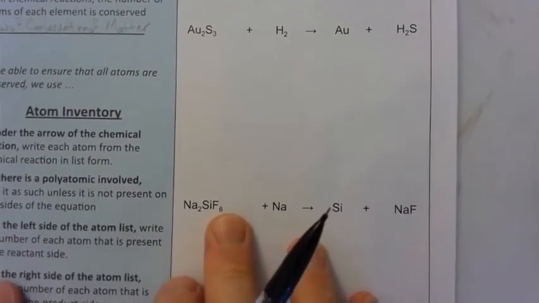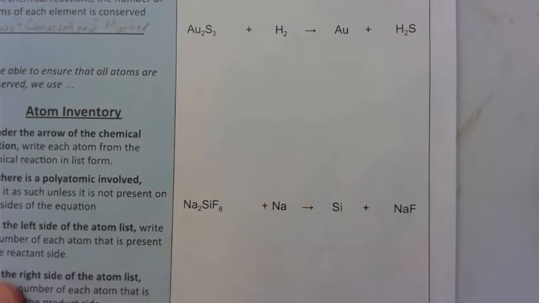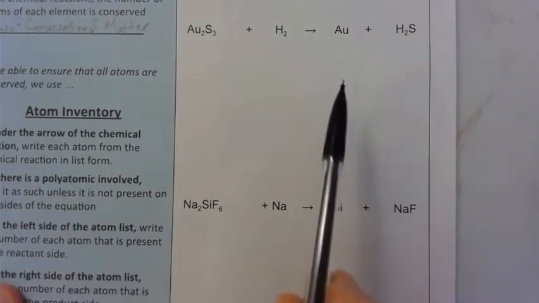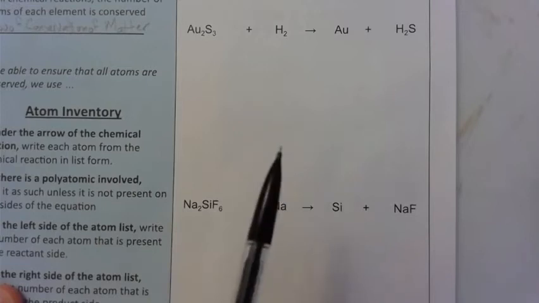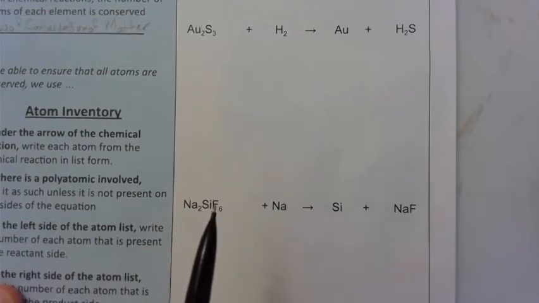Like we've done before, I'd encourage you to pause the video here and practice doing an inventory so we can get used to counting the number of each atom present on both sides. And then once you've got them both done, go back and play the video and see how well you did.